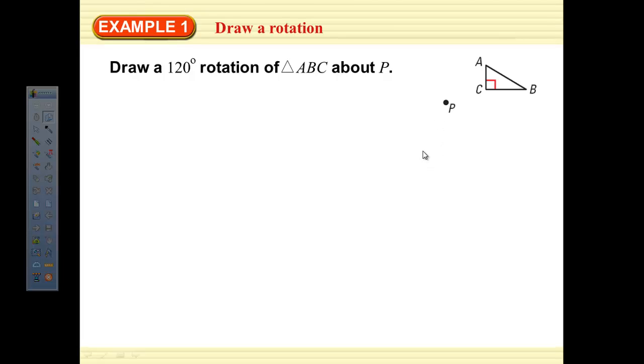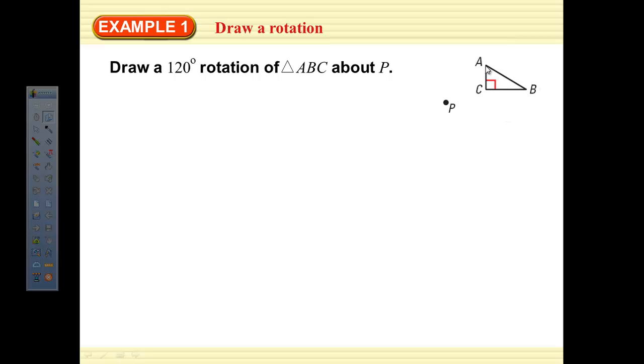We are now looking at section 4, which is all about rotations. I'm just going to guide you through this a little bit. For this example, we want to do a 120 degree rotation of triangle ABC about P. Basically, you're going to rotate each point individually. I'm going to show you how to rotate A. Then it just says repeat for B and C.